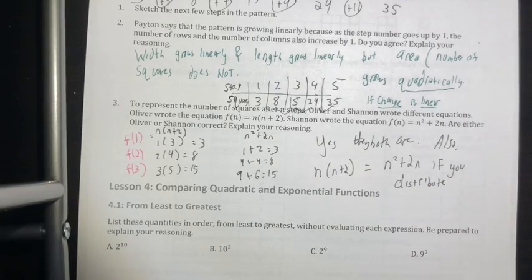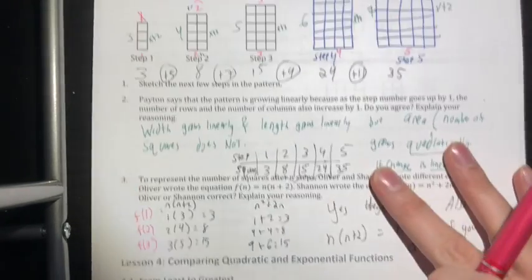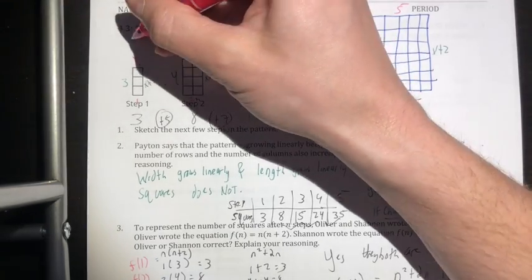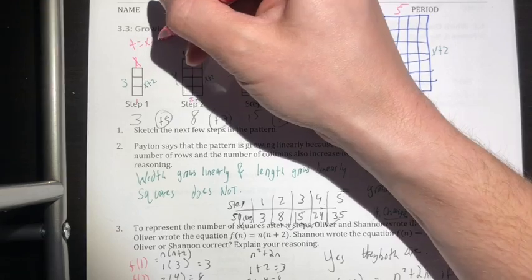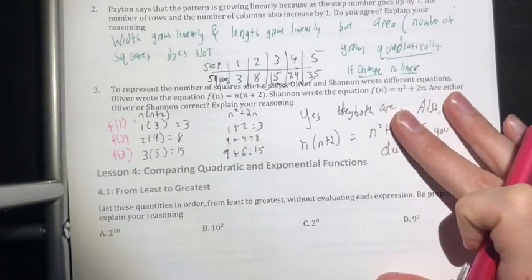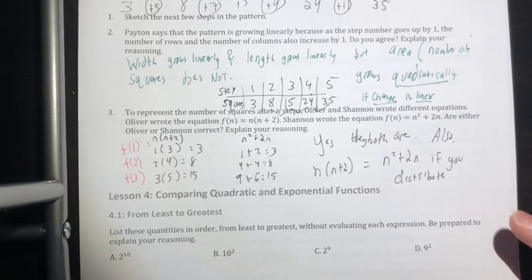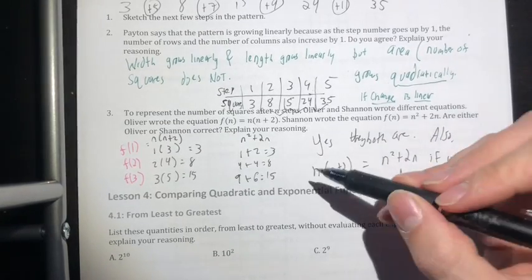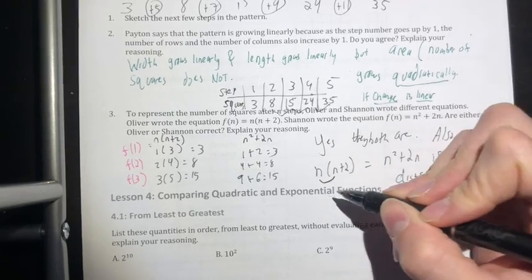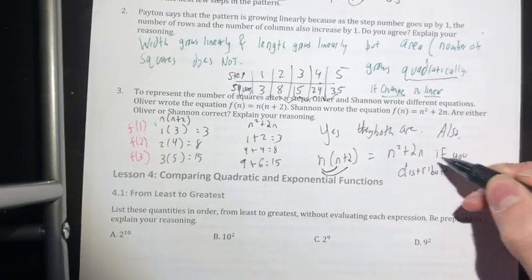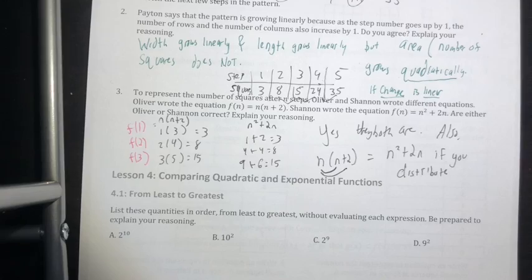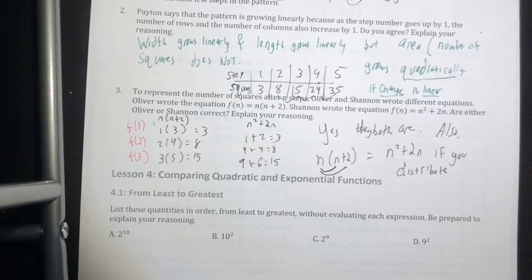And I did kind of the same thing up here, where the width was x, and the length was x plus 2. So area would be x times x plus 2 for all of these cases. And yeah, these are the same rule, because if you do n times n plus 2 and you distribute that, n times n is n squared, and n times 2 gets me 2n. So it's really just distributing, which is probably how Shannon got her equation in the first place.